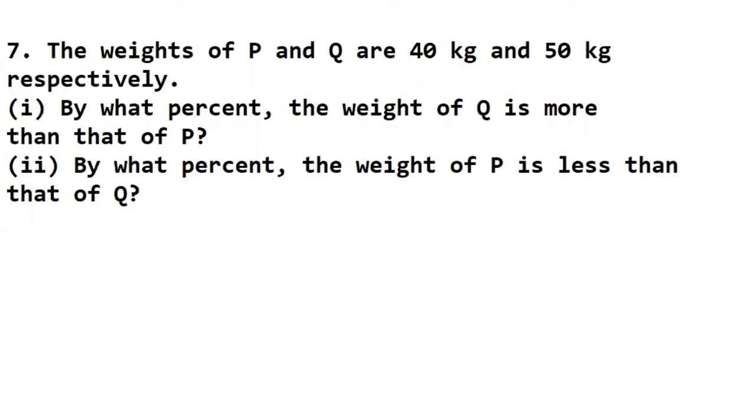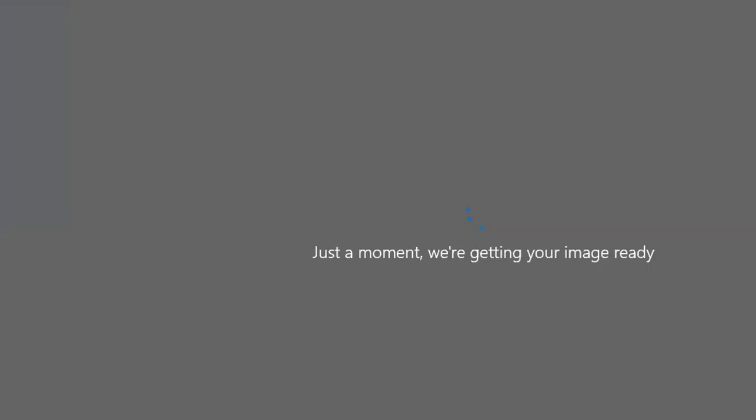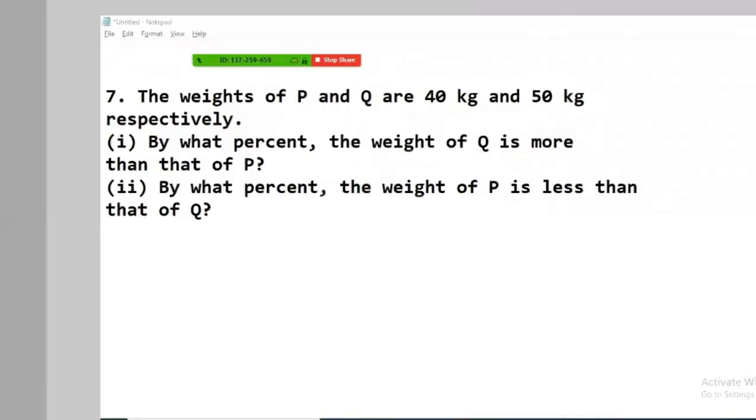In the beginning of our session only, we saw what percent A is of B, and A is what percent less than B. I hope you guys are done. So P, Q. The weights of P and Q are 40 kg and 50 kg respectively. So P is 40, Q is 50. Question number 1.